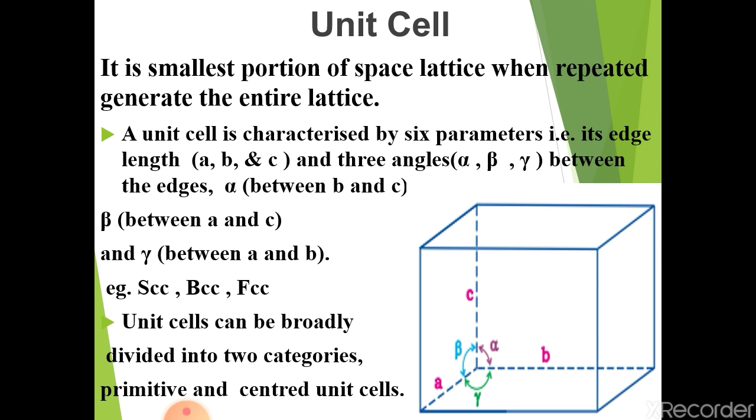The unit cell examples are SCC, BCC, FCC, etc. SCC, simple cubic crystal lattice. BCC, body centered cubic lattice. FCC, face centered cubic unit cell. Now, unit cells can be broadly divided into two categories: one primitive and second centered unit cell.